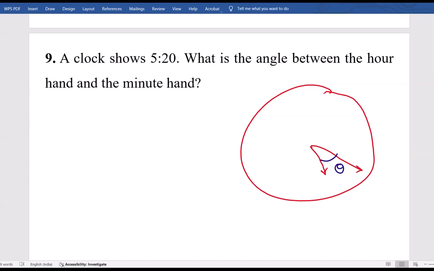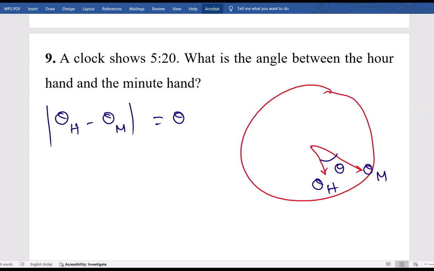I think this angle directly is difficult. What we generally do is calculate the hour hand angle and the minute hand angle separately. Then the difference between those two is the answer. Sometimes we put a modulus, because sometimes the hour hand angle is smaller.